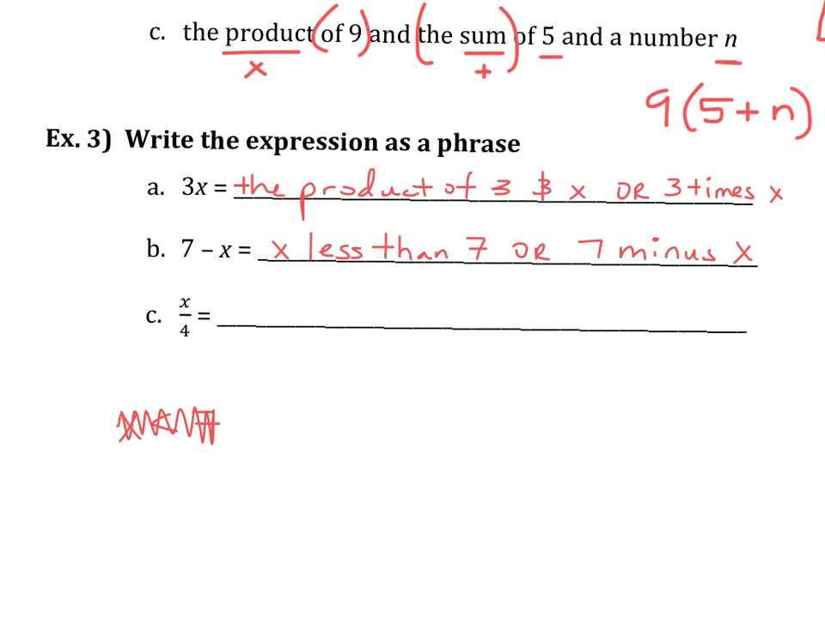Okay, last one. What would you do there? I would say the simplest one is to say x divided by 4. Okay, so we can say x divided by 4, or what's another way you could say it? The what? The quotient. So you would say the quotient of x and 4. Okay? Any questions on that?